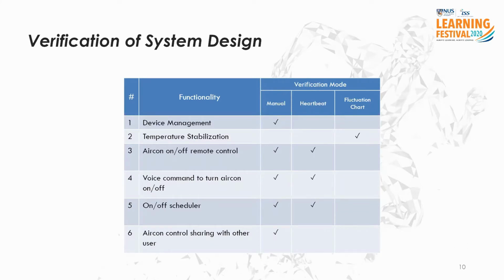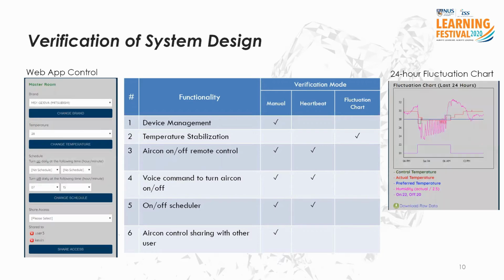The system has provided 6 key functionalities, including device management, temperature stabilization, aircon on-off remote control, voice control, on-off scheduler, and aircon control sharing with other users. We test and verify each functionality through manual tests, heartbeat, and actual data review.